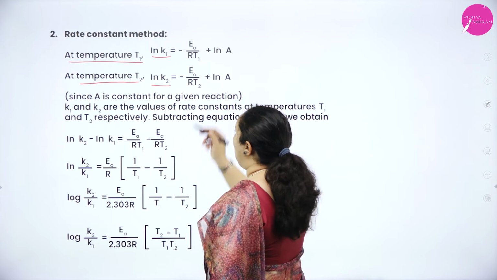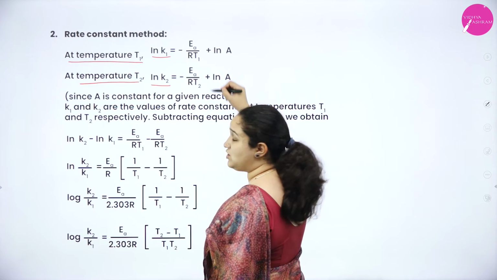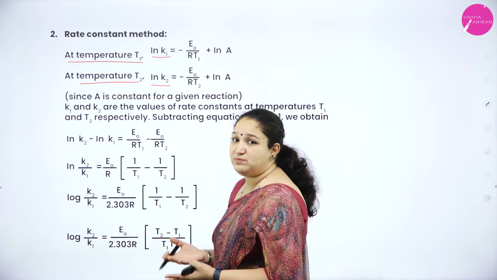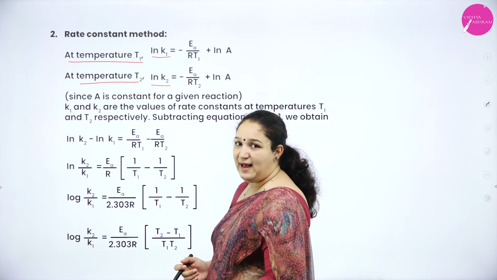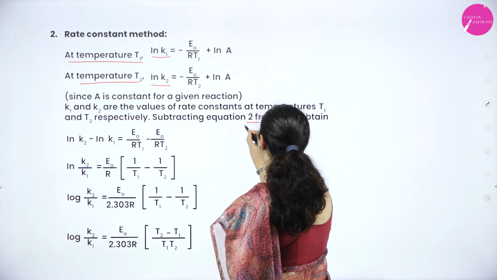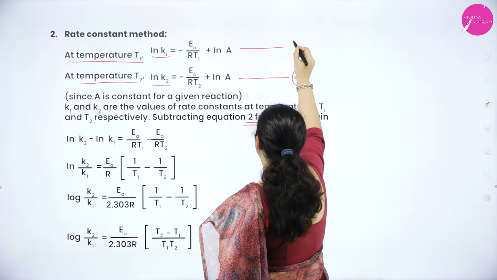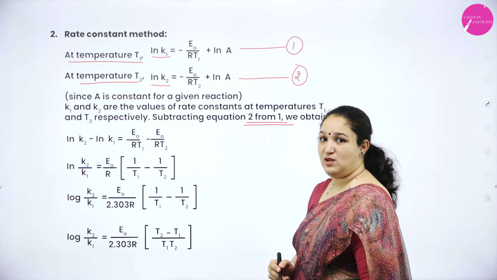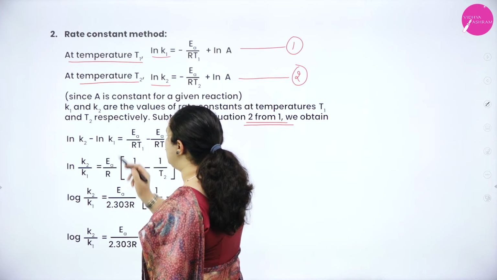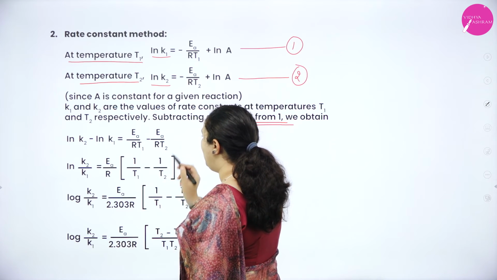Okay. Now, A is a constant for the given reaction, that's why we have kept it as it is. R also is constant. EA is something which I want to find out, so I have kept it as it is. Okay. Now, subtracting equation 2 from 1. So this I will consider as equation 2 and this I will consider as equation 1. So equation 2 minus equation 1. So ln K2 minus ln K1 is equal to EA by RT1 minus EA by RT2.